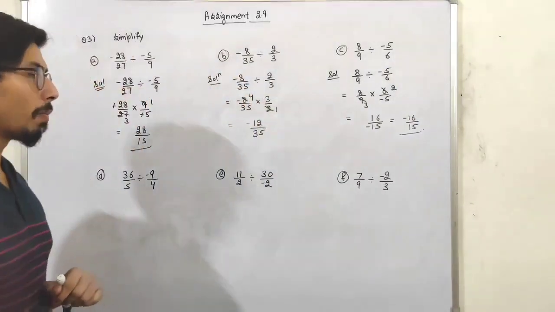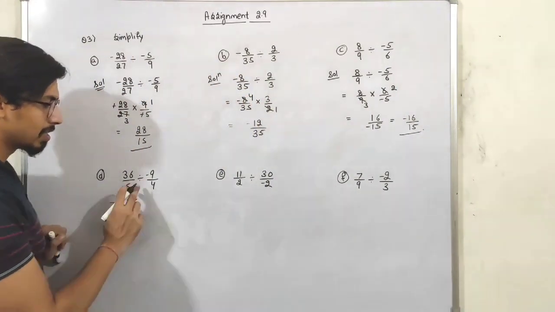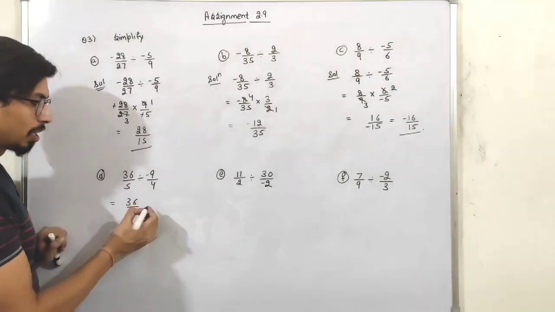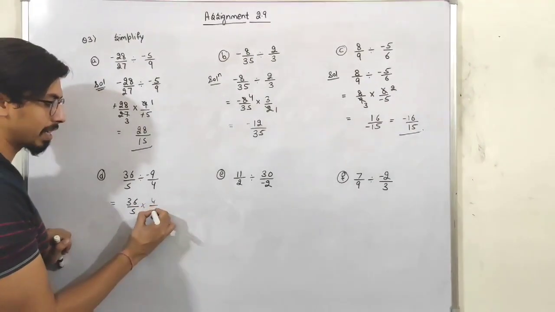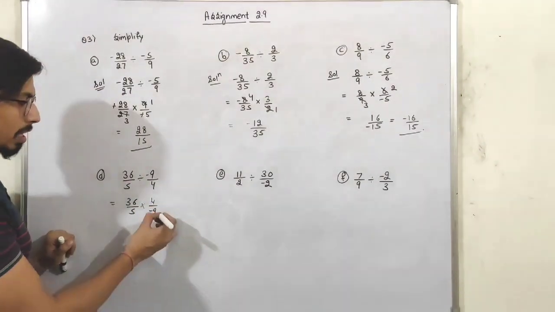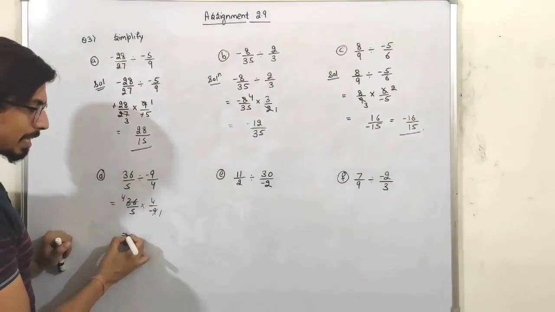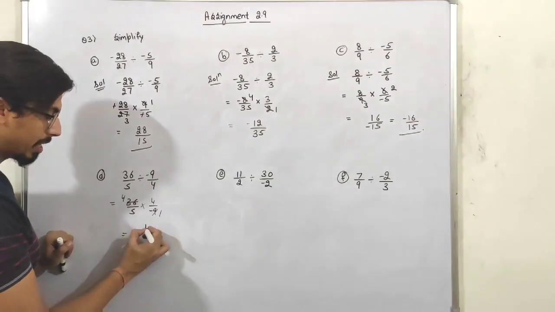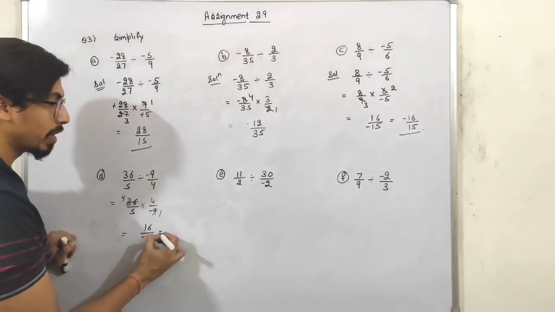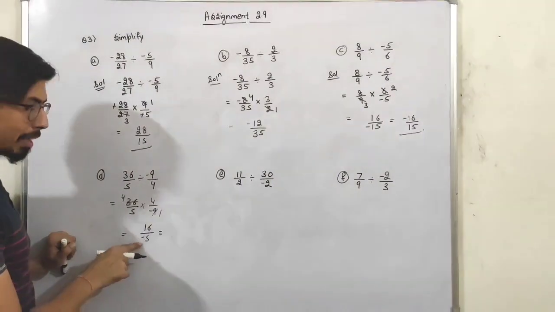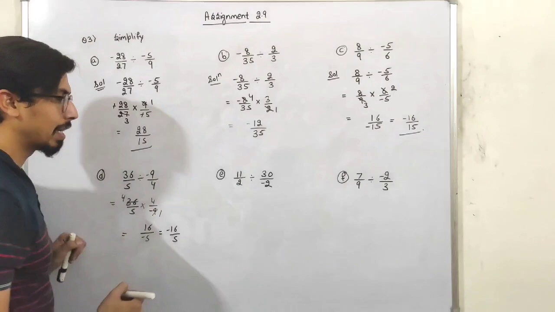Okay, now we have part B. We have 36 by 5. See, we have a division sign, so just replace it with a multiplication sign and reciprocate it. So 4 by minus 9. Okay, so 9 fours are 36. Now just multiply them. So 4 fours are 16 upon 5 into minus 1 will be minus 5. So the minus sign can be shifted upward. So it can be written as minus 16 by 5.